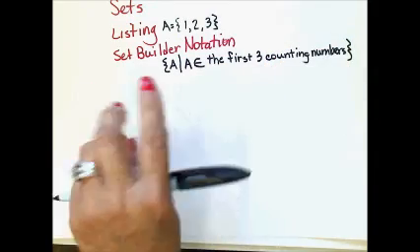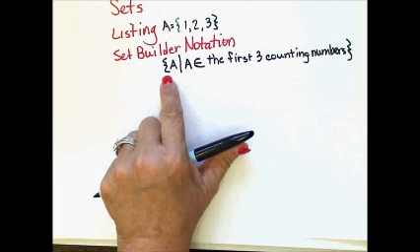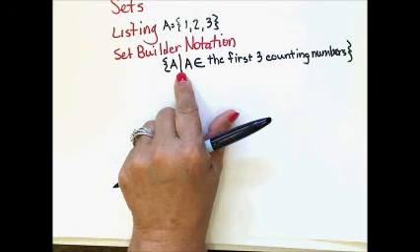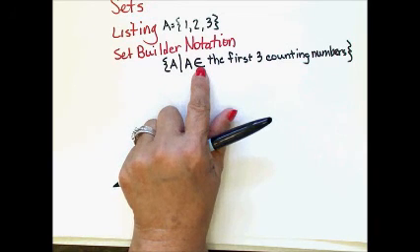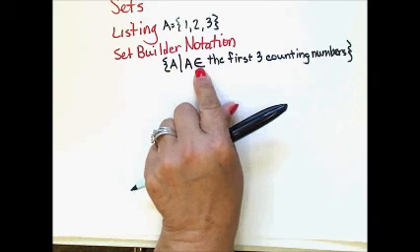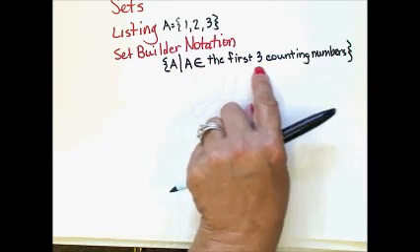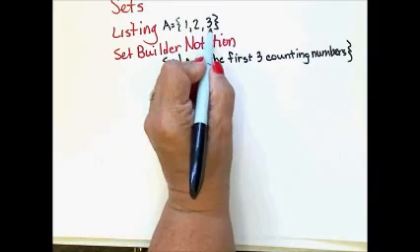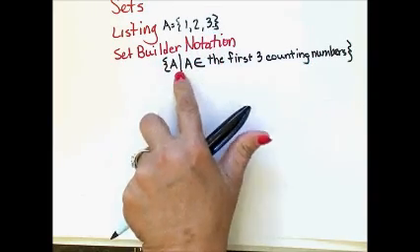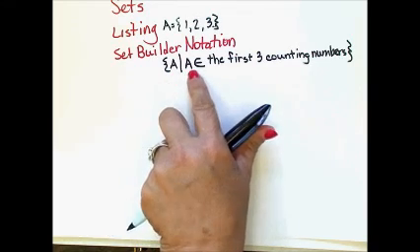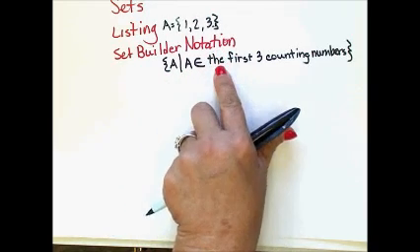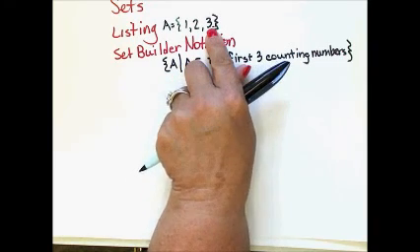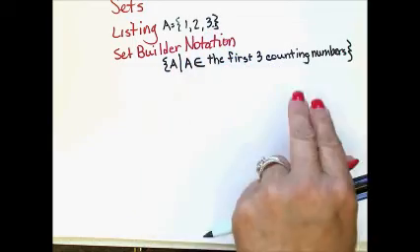Okay, let me go again and repeat. This is read, the set of all A, and this vertical line is read such that A is an element of, it's like a pitchfork without the handle, or a sideways E, the first 3 counting numbers. So we identify this. So if this went on and on forever, you could say the set of all A such that A is an element of the counting numbers, because we wouldn't just be talking about the first 3. If we add the ellipses, or the and so on dots, that means it goes on and on forever.